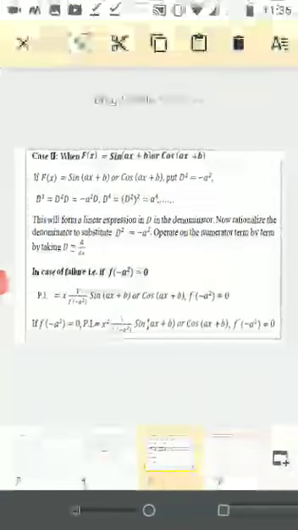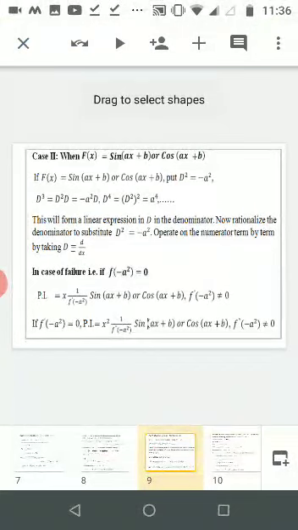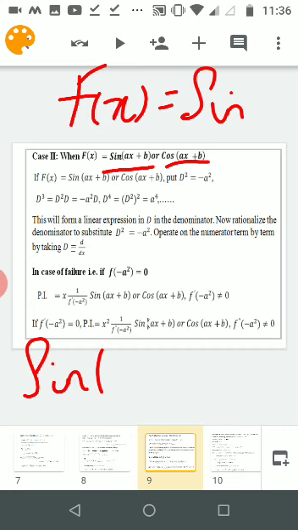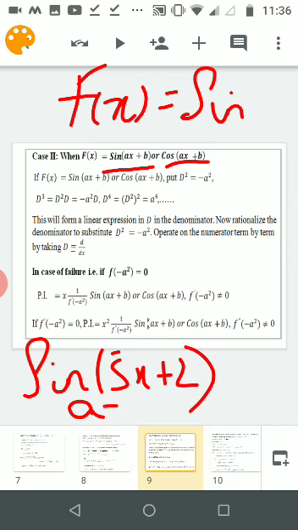Alright, so the next case that we have is the situation wherein we have sine ax or cos ax. That means if your f of x is in the form of some sine function or a cosine function, for instance, sine of 5x plus 2, or maybe just sine of 5x. In this case your a is the number that is attached to x, so a will be 5. So this is basically what you're going to do.